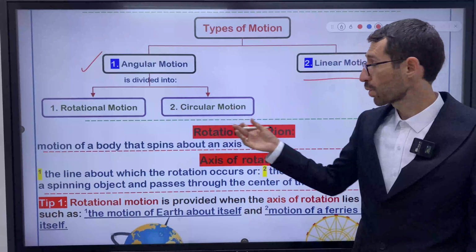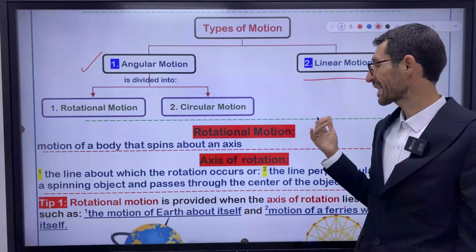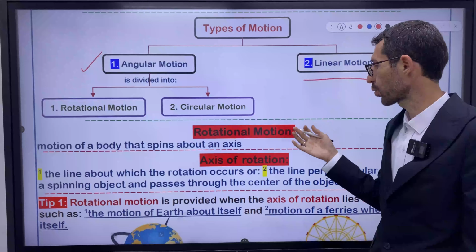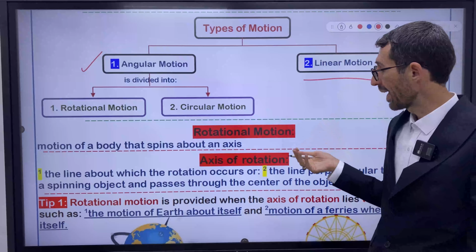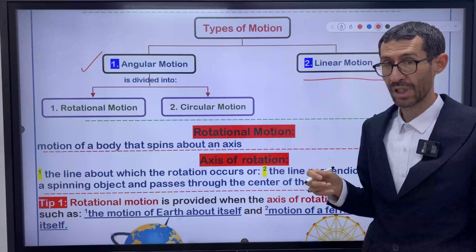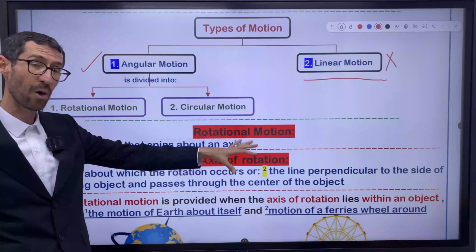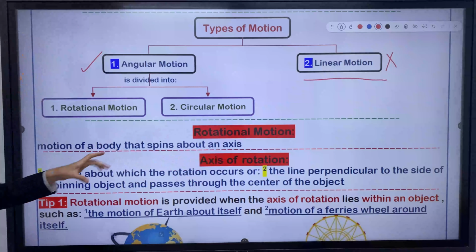This is the definition of rotational motion, right? Axis of rotation. In order to understand rotational motion, you have to have information about the axis of rotation. So what's the axis of rotation? Let me read the definition for you and I'll explain. Actually, in our textbook, it mentions two definitions.